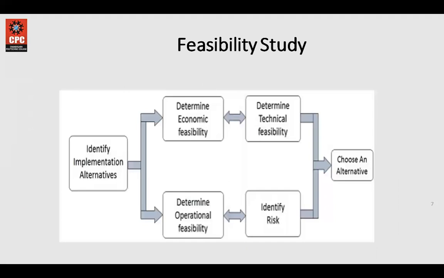These are the different steps involved in feasibility study. Number one is, as discussed, identify implementation alternatives. This is important. If there are solution A, B, C, D, E, we need to identify them. Then determine the economic feasibility, determine the technical feasibility, determine the operational feasibility, identify the risk, and choose an alternative. All these points are discussed further in the slides.